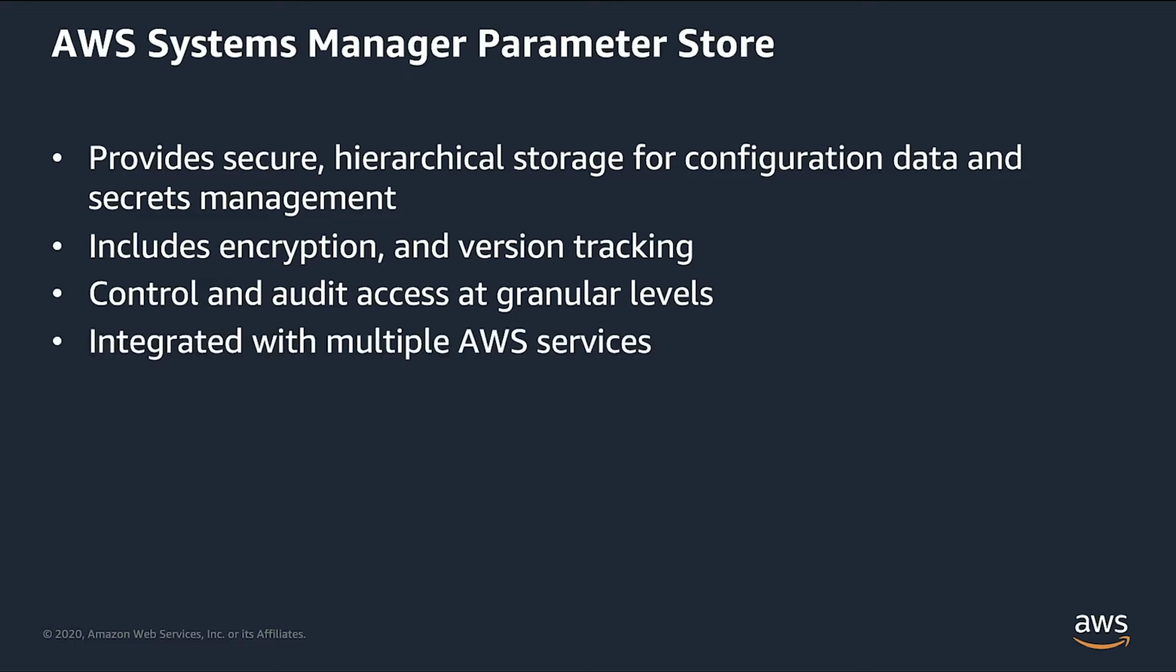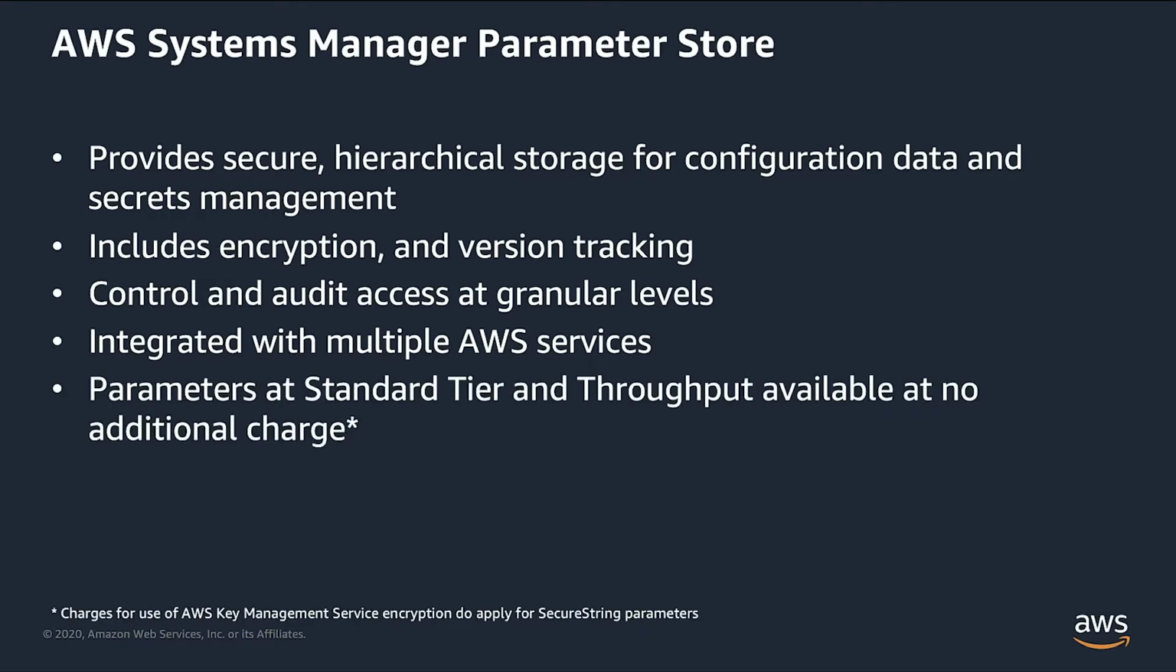Integration with other AWS services goes beyond just IAM, CloudWatch and CloudTrail. You can reference parameters directly from management tools such as AWS CloudFormation and developer tools like AWS CodeBuild, AWS CodePipeline, and AWS CodeDeploy. And also compute services like Amazon Elastic Compute Cloud, Amazon Elastic Container Service, and AWS Lambda. There are two available tiers, Standard and Advanced, which affects features such as the maximum value size and the number of parameters that can be stored. There are also two different throughput configurations, Standard and High, which affects the number of transactions per second that Parameter Store can process. Parameter Store starts at no additional charge if you select both Standard Tier and Standard Throughput.